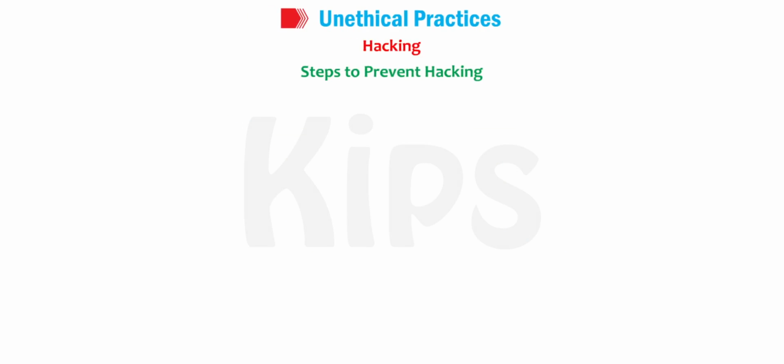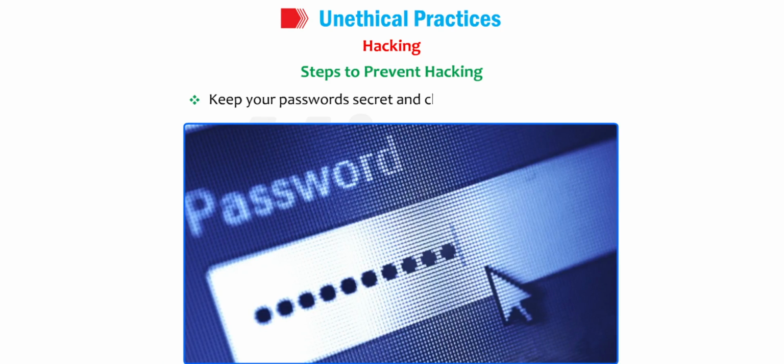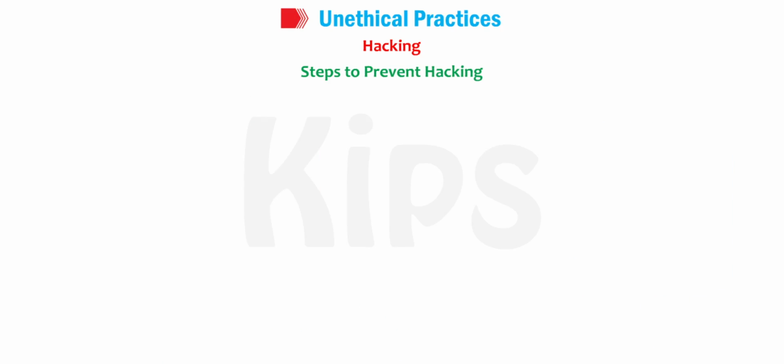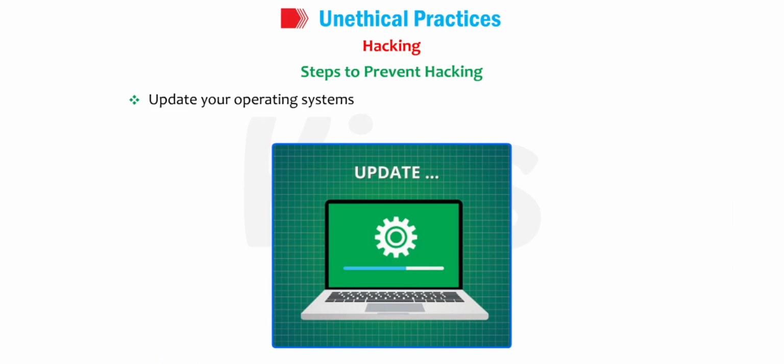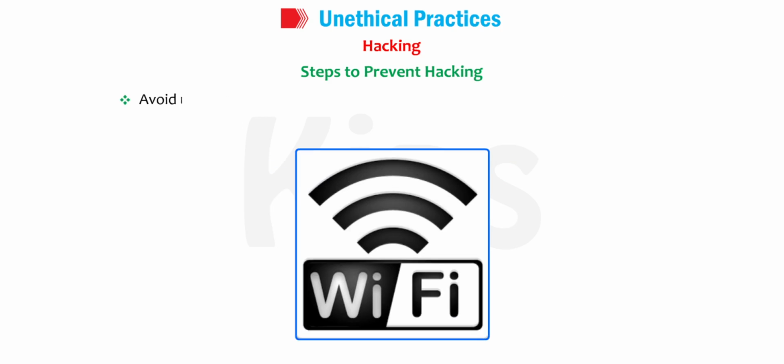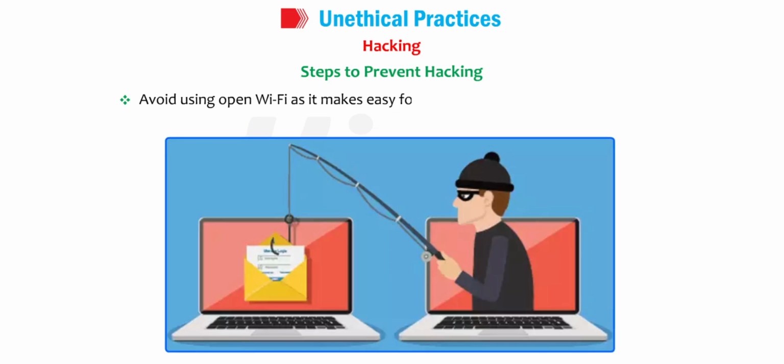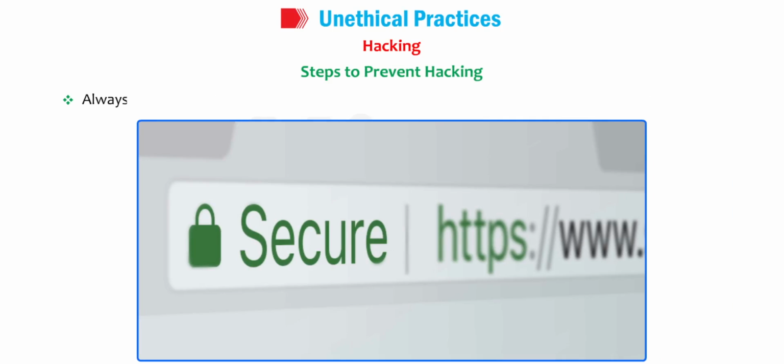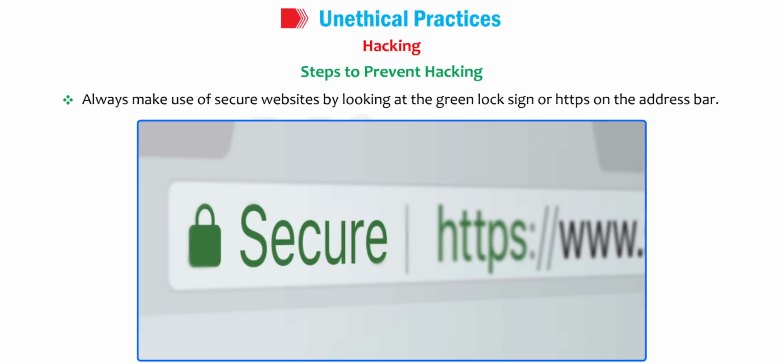Steps to prevent hacking. Keep your passwords secret and change them periodically. Update your operating systems and other software like antivirus frequently. Avoid using open Wi-Fi as it makes it easy for hackers to steal the information and download inappropriate content. Always make use of secure websites by looking at the green lock sign or HTTPS on the address bar.